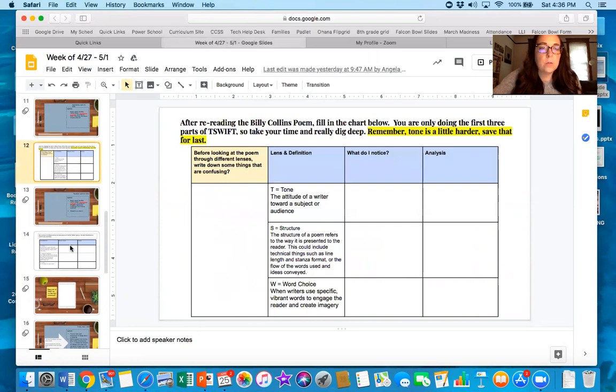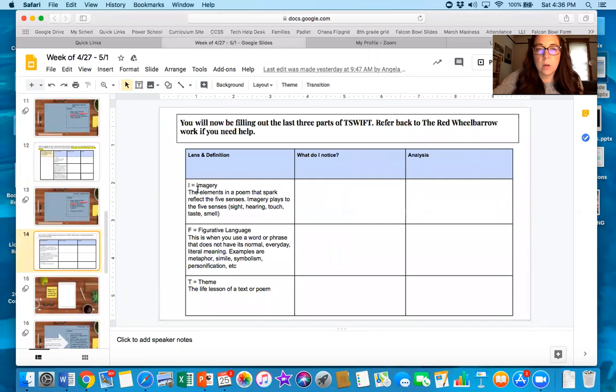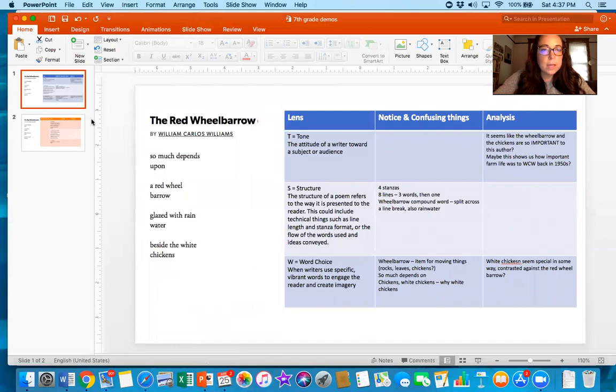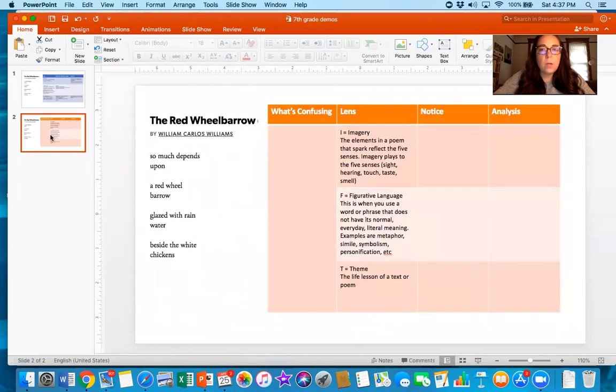And then when you do the poem the second day, this is what I'm going to go over with you today: imagery, figurative language, and theme. You don't have to do what you're confused about because you would have already done that. So that's the plan for today. And here's the work we did last time. Remember, we were working on The Red Wheelbarrow. And so today we're going to do the same thing. Again, we're not going to use this what's confusing because we already did that, but we're going to look at imagery, figurative language, and theme.